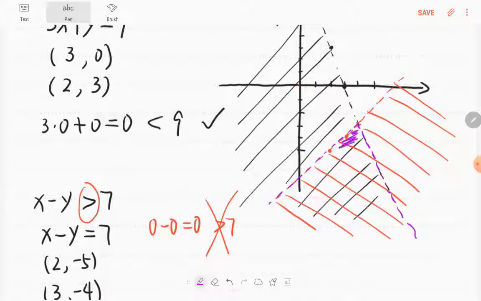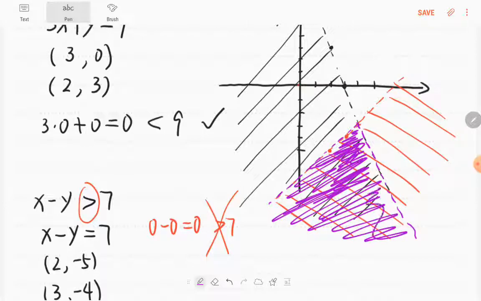This would be the common region, right? Both have the black lines and red line. So this is your solution set. So you see, the system of linear inequalities is nothing. You just draw the graph separately for each inequality, then find the common parts, right?